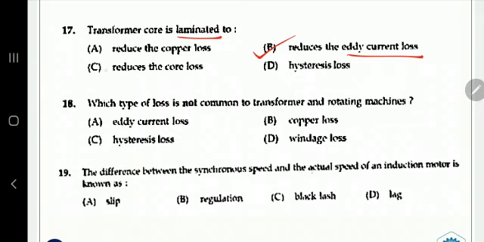And for reducing copper loss, core loss actually includes both the eddy current and the hysteresis losses.